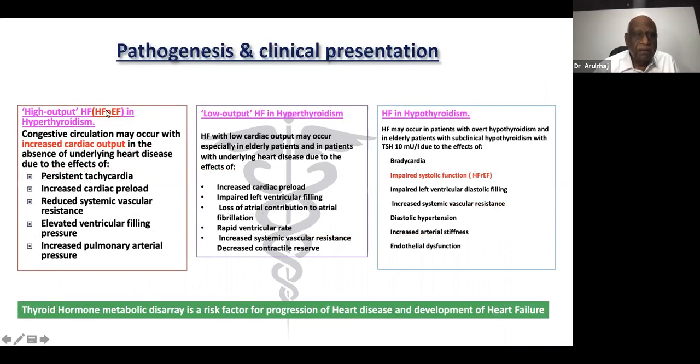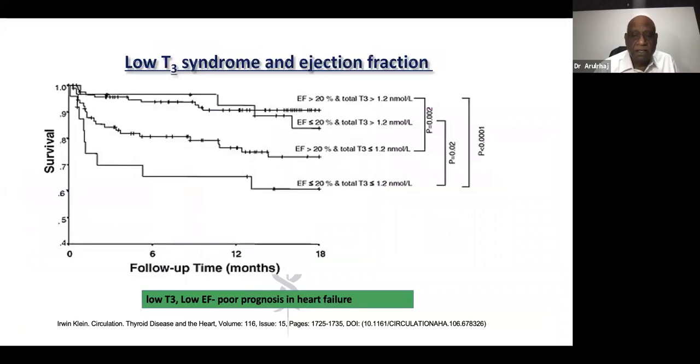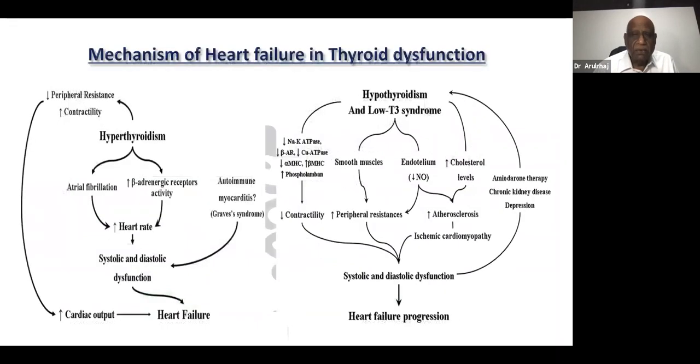In hyperthyroidism, you have heart failure with preserved ejection fraction and increased cardiac output, and there can be a low output heart failure also when the preload is increased, whereas in hypothyroidism, it is always a reduced ejection fraction. We need to be very conscious of it, and the level of the EF and the level of T3 directly correlate. With low EF and low T3, the outcome is bad. These are the studies which have been reported.